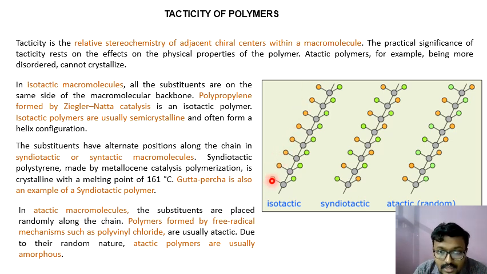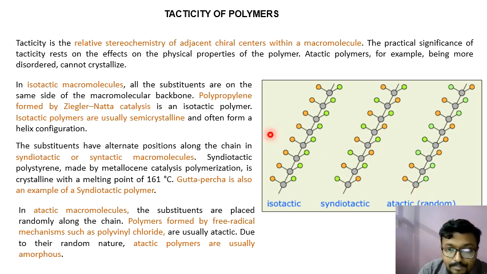So when the chirality is the same, that is called isotactic polymer. In isotactic polymer, all substituents are present on the same side of the macromolecular backbone, meaning same configuration on the same side. In syndiotactic, there will be alternating positions, and in atactic polymer, there will be random arrangement.